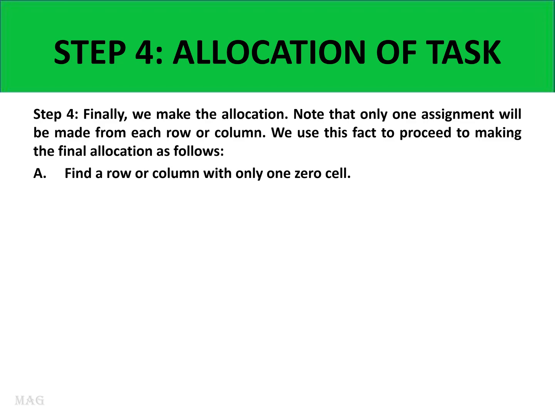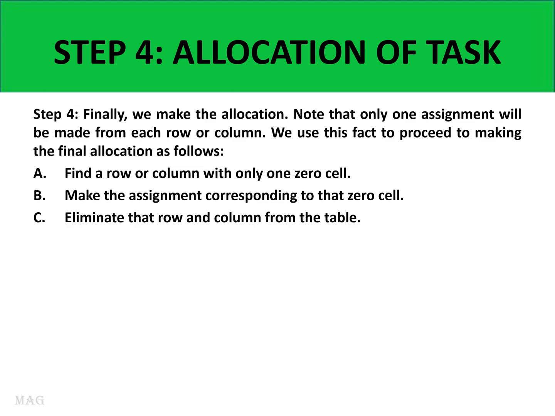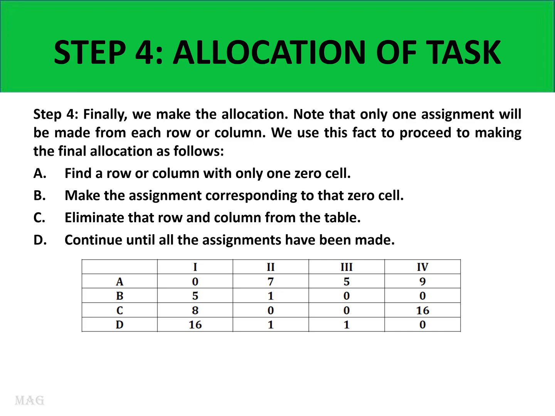First, we need to find a row or a column that contains only one zero entry, and then make the assignment corresponding to that zero cell. Then eliminate that row and column from the table, and continue until all the assignments have been made. So let us consider again the revised opportunity cost table.